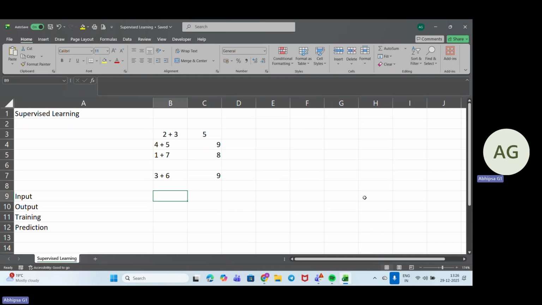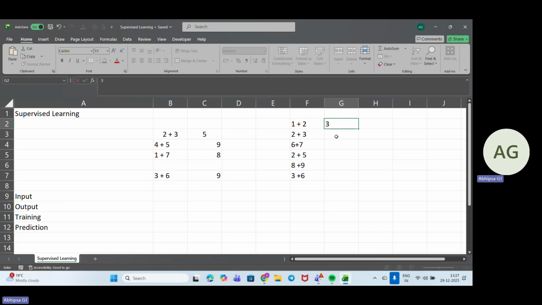Okay, so let's break it into steps. First I'll go from very scratch so that things are easier for you to understand. So suppose I have the data like 1 plus 2, 2 plus 3, 6 plus 7, 2 plus 5, 8 plus 9, 3 plus 6, like that. So this is how my data is. Oh, sorry, this is my data, and now we have got the answers.